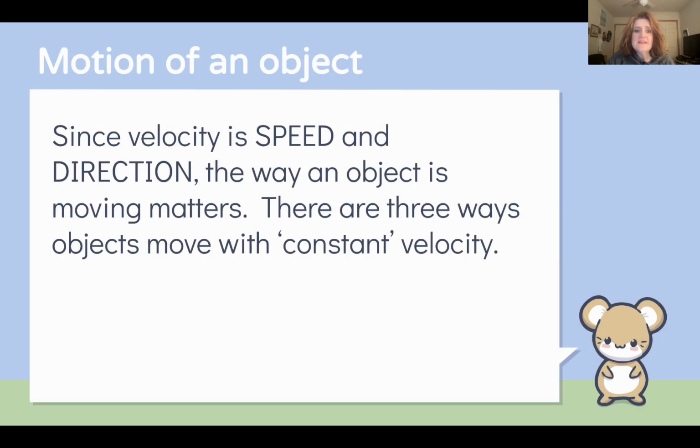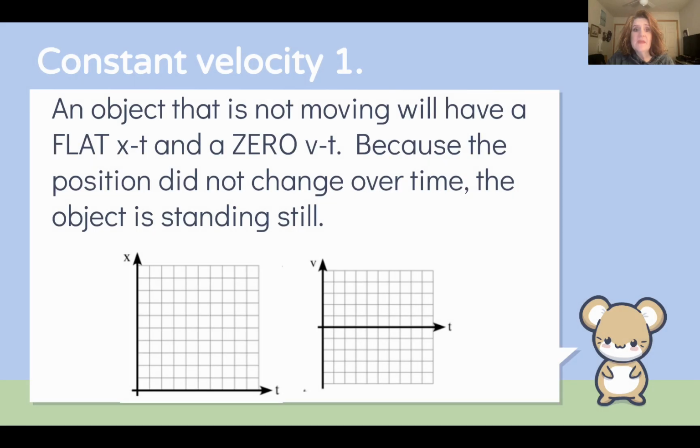Since velocity is speed and direction, the way an object moves is important, and there are only 3 ways that an object can move with a constant velocity. The object could stand still. That would be a flat XT graph and a 0 VT graph.